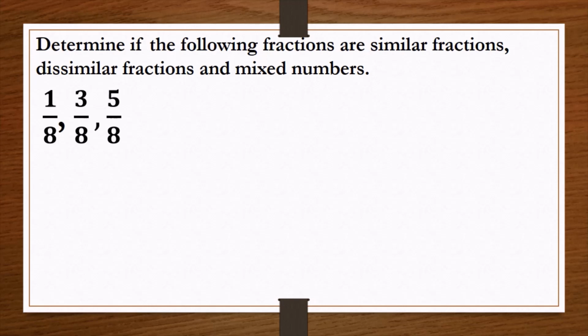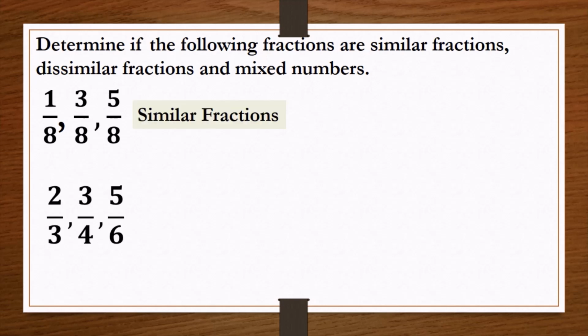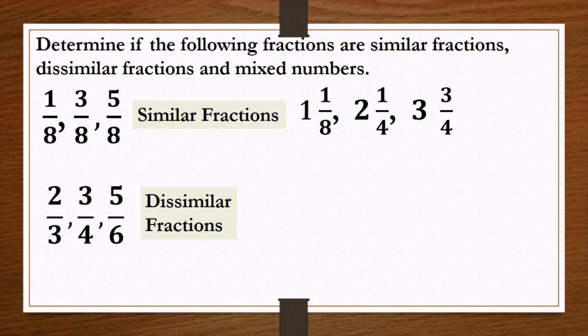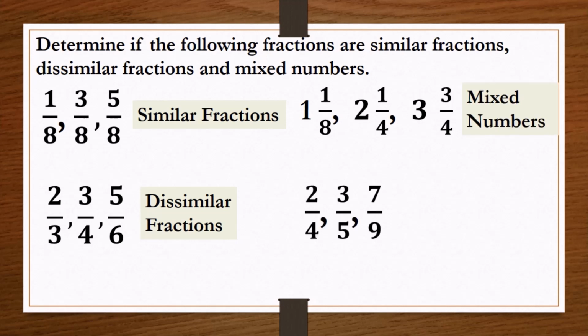Right, so 1/8, 3/8, and 5/8. These are similar fractions. Next, 2/3, 3/4, and 5/6. These are dissimilar fractions because they have different denominators. Next, 1 and 1/8, 2 and 1/4, 3 and 3/4 are mixed numbers. 2/4, 3/5, and 7/9 are dissimilar fractions.